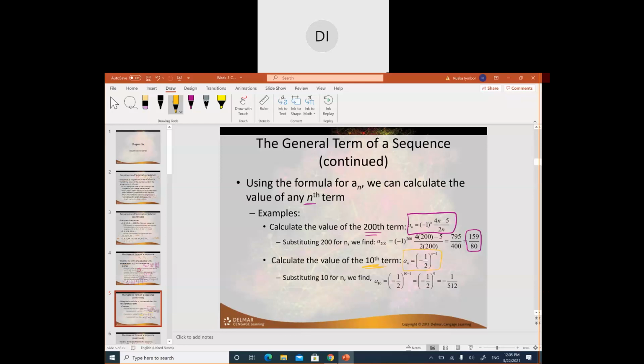Here they did it step by step. You can just put it in the calculator the way it is. And this is your answer. So the 10th number in the sequence is going to be -1/512. Okay?